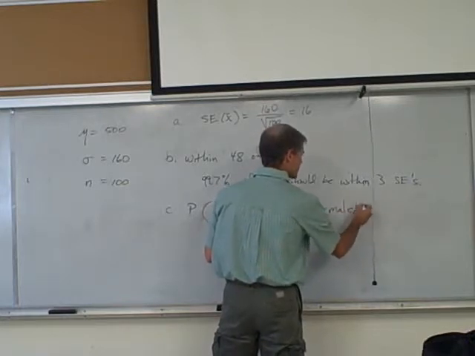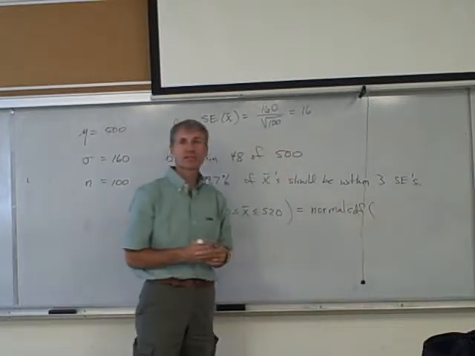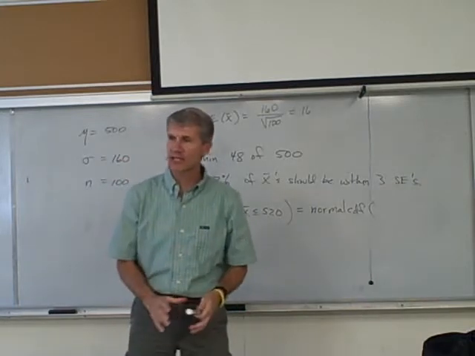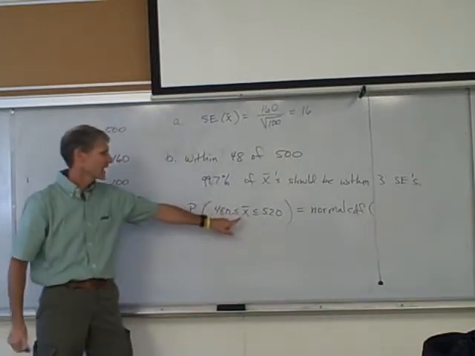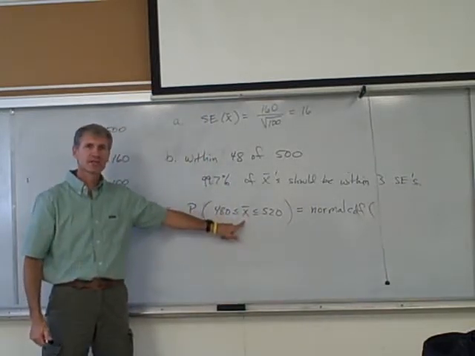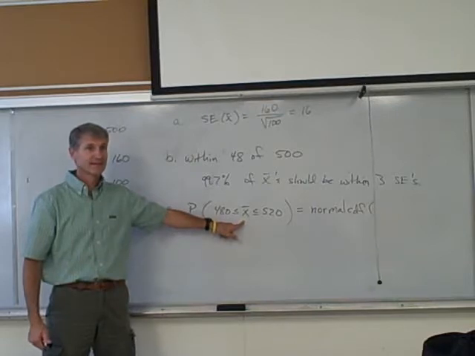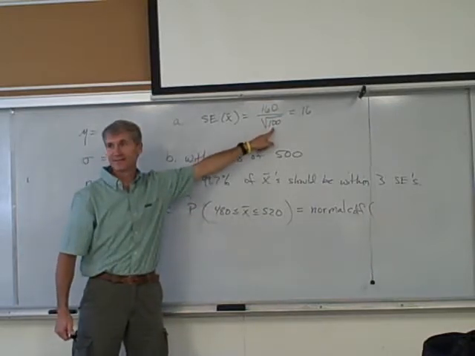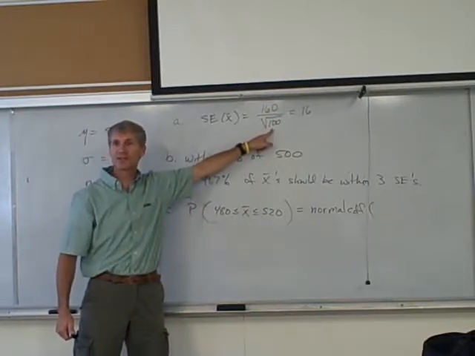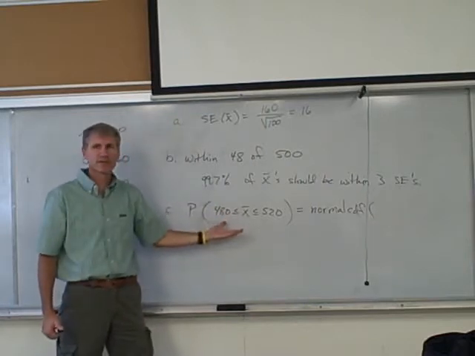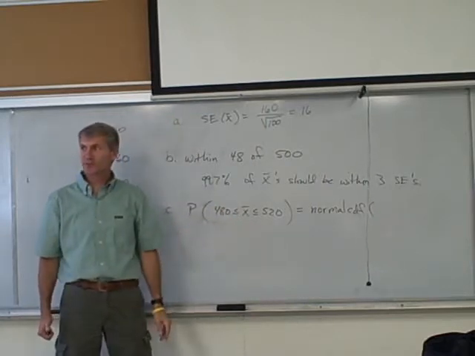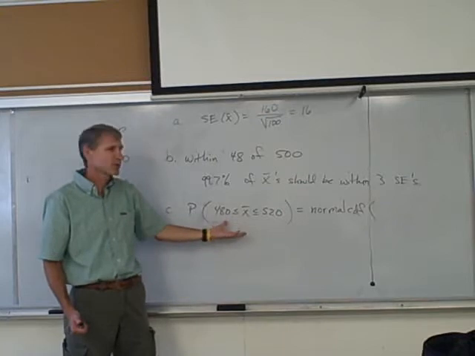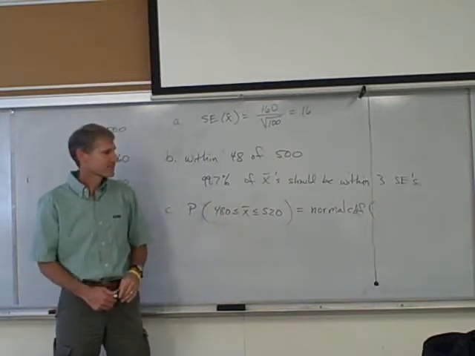How do I know to use the normal CDF? Because the central limit theorem tells me that x bar will have a normal distribution as long as n is greater than 30. Is n greater than 30? We used 100, right? Sample size was 100, so I know I've got a normal distribution. See why the central limit theorem is important? Without it, we couldn't compute this probability. We wouldn't have any idea.